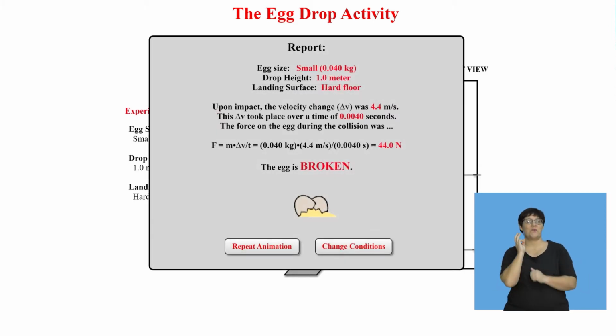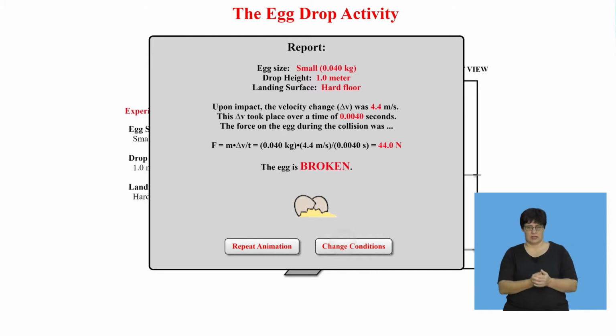The egg broke. So let's just have a look at the information that's given to us. Upon impact, the change in velocity was 4.4 meters per second. This took place over a very short time. That's quick. What we have is the equation for Newton's second law in terms of momentum, and it experienced a force of 44 newtons. The egg broke. Okay? So, let's see if we can change the conditions.